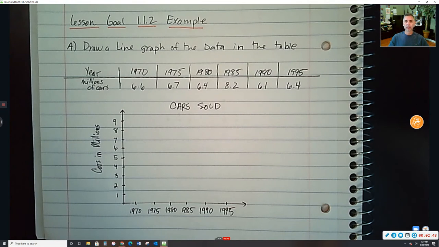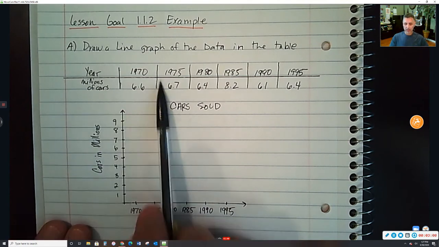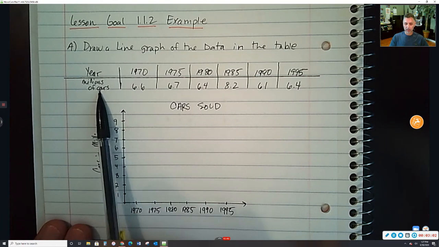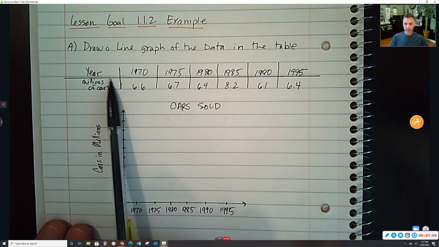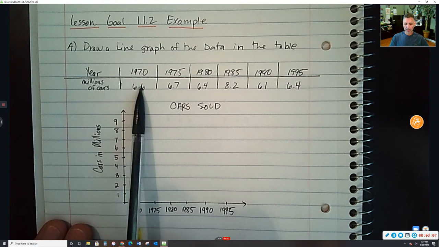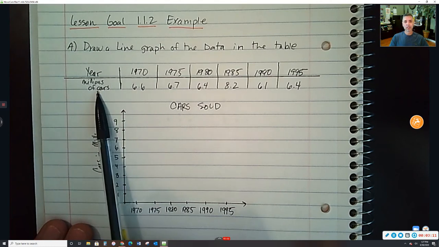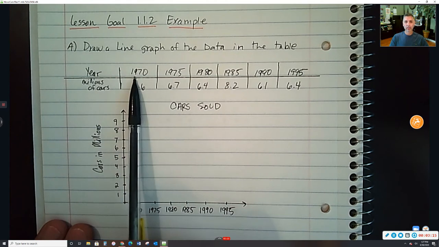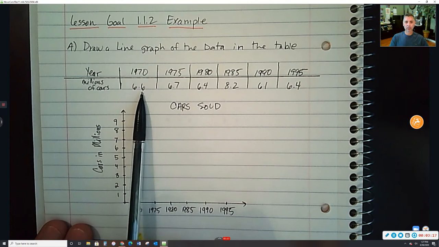So if I wanted to start graphing these or making my line graph, first thing I have to do is put down the points, and then the second thing I have to do is draw a line to connect the points. So this table represents cars sold in certain years, and this 6.6, it's not 6.6 cars sold, it's 6.6 million cars sold.